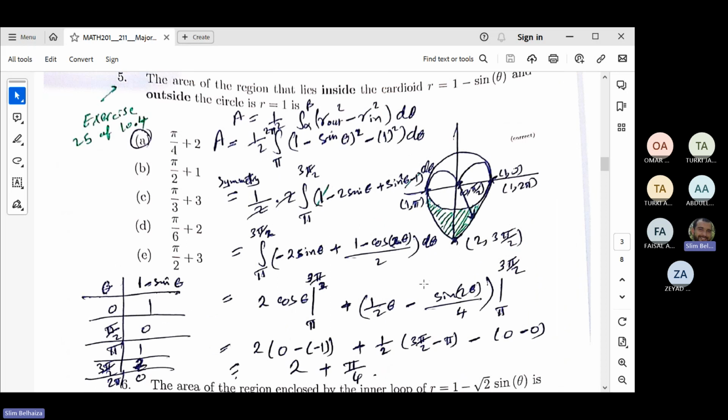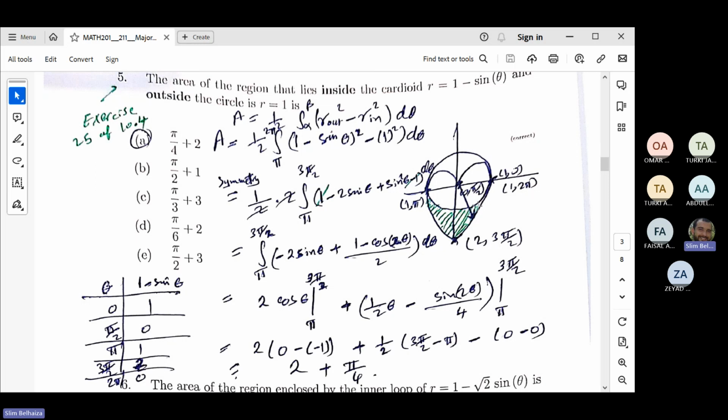Now, these four questions were easy, as you understand. Now let's go to the business. Here the question is about the area of the region that lies inside, question 5, the cardioid given by r equals 1 minus sine theta. This is the cardioid you see here. And outside of the circle, which is given by r equals 1.